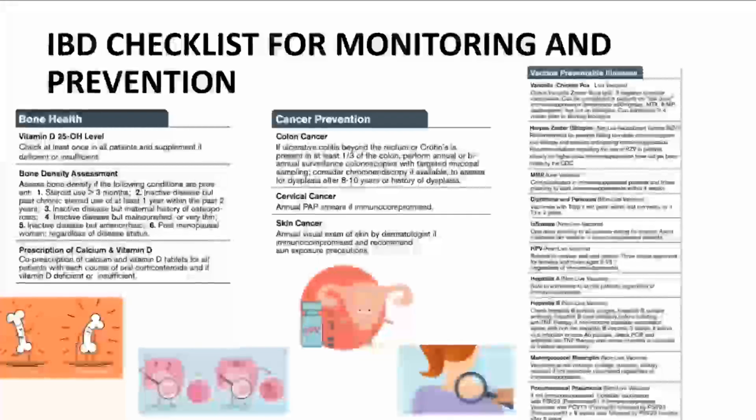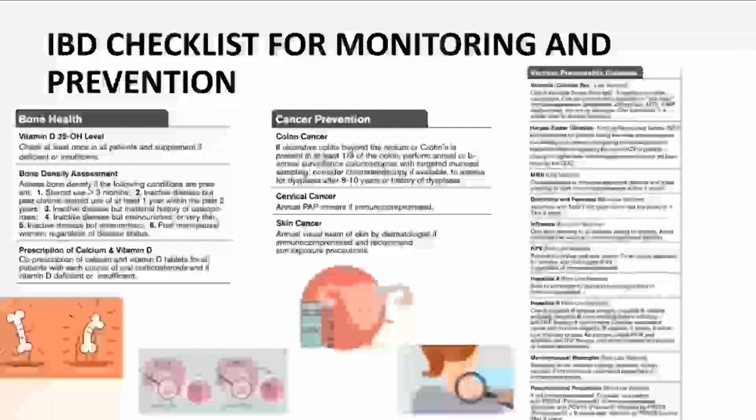I want to also talk about this IBD checklist for monitoring and prevention. Your patients with IBD are going to be at risk for osteoporosis. This is something that we do in our clinics, and I feel like the primary care doctor is going to be involved in this as well, because these are things that primary care doctors also do. You do want to check vitamin D at least once in your patients. And of course, if they are deficient, you want to give supplementation.